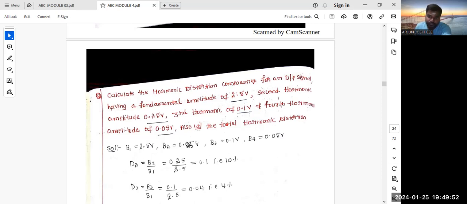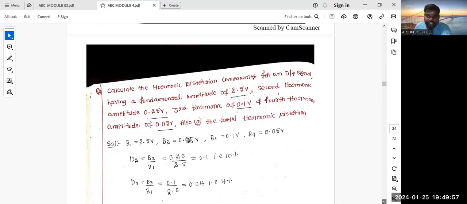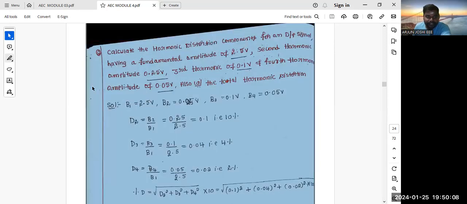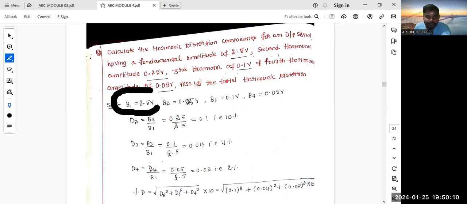Okay, students, for the second, third, and fourth order distortion we need to calculate. We have the fundamental: B1 is nothing but the fundamental, a very basic one. This is the fundamental amplitude, that is nothing but 2.5.